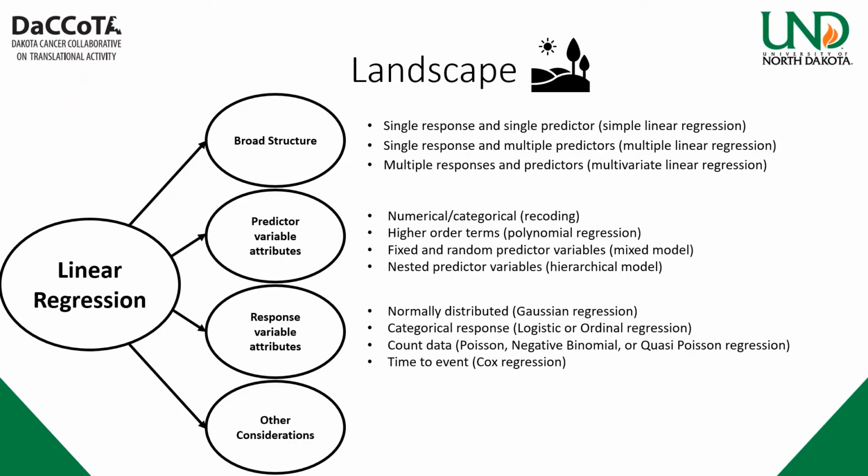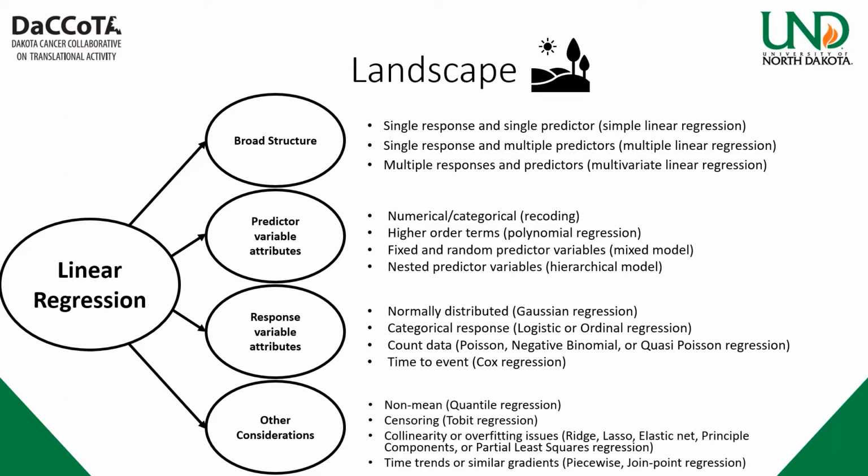Other things that change the regression is what the response variables are like. Now in the simple case, it would be normally distributed or essentially Gaussian, but that's often not the case. So we can have categorical responses, we can have count data, and even things like time to event. Those are some major differences that we can have. Then we find some other considerations. Maybe we don't even want to look at the mean at all. Maybe we want to look at quantiles. Maybe there's censoring or collinearity, overfitting, or maybe we're looking specifically at time trends or other gradients like that. We can use other types of regression to account for those particularities.